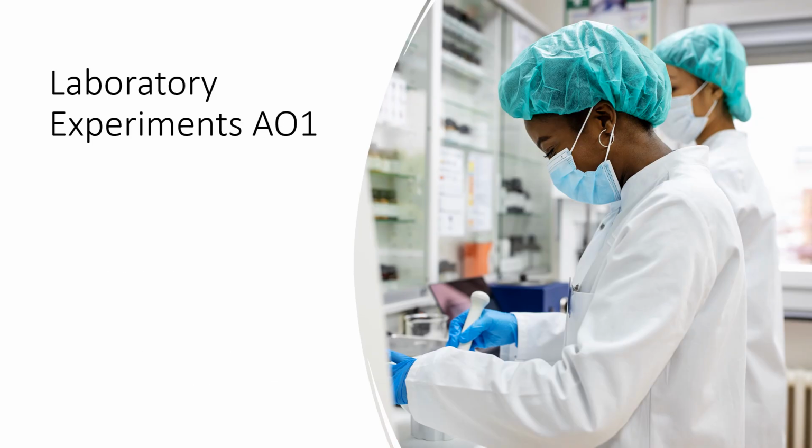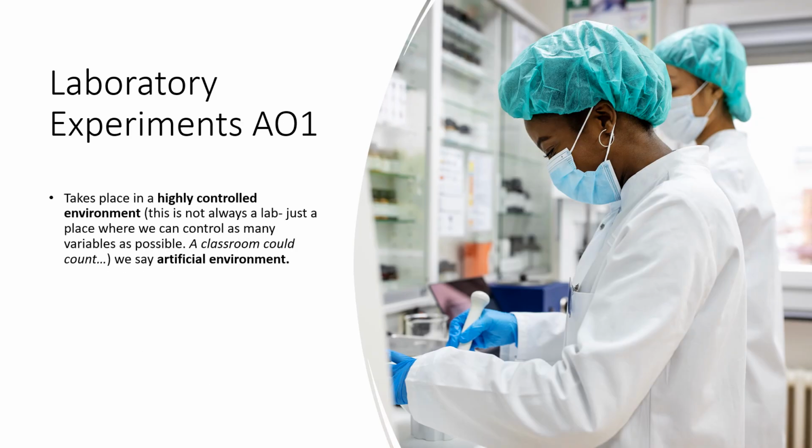Firstly then, a lab experiment, and this is looking at the AO1 there. So what is a lab experiment? Lab experiments take place in a highly controlled environment. So one of the key differences here between the different types of experiment are where they take place. So in a lab experiment, they are taking place in a very controlled environment. It's not necessarily actually a laboratory, a lab, but it is somewhere where the researcher can really control lots of different variables, and we've already mentioned you need some sort of control.